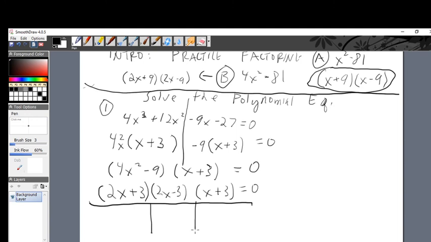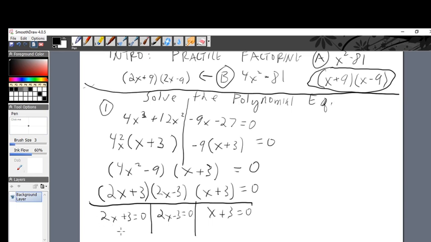We have 3 things to work with. We have to set up 2x plus 3 equals 0. Find that, and we'll have one possible solution to this polynomial equation. We have to set up 2x minus 3 equals 0, the second solution. And the third solution, x plus 3 is equal to 0. That equals 0 tells us that we can set all of these 3 up to 0.